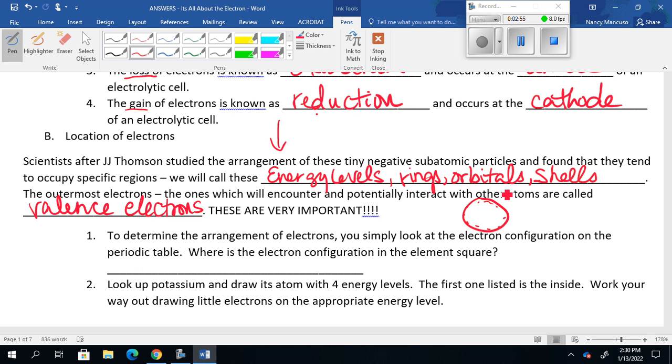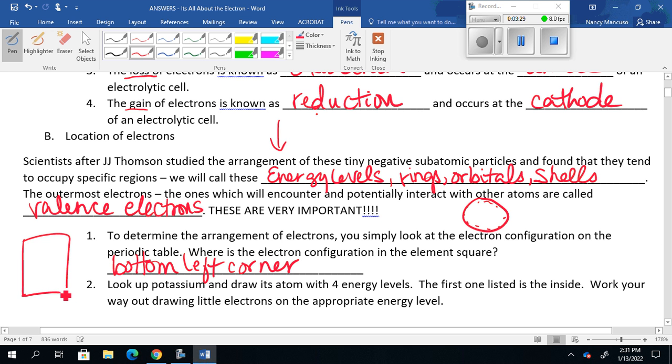All right, to determine the arrangement of electrons, you simply look at the electron configuration on the periodic table. Where is the electron configuration in the element square? So I want you to go to your periodic table right now, and right up top is the key. And the key shows you atomic mass, the symbol carbon, the atomic number, and then, ooh, there it is. So it is on the bottom left of each square. So every element at the very bottom left gives you its electron configuration.